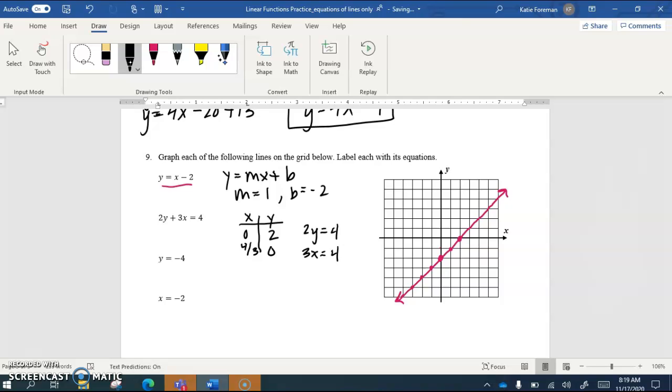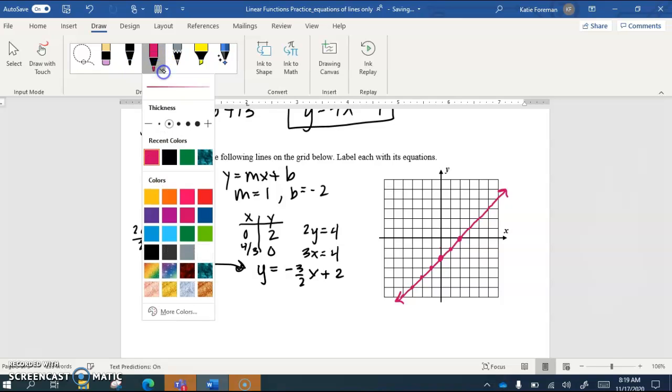So I'm going to get it in mx plus b form. So first I'm going to subtract 3x from both sides. Then I'm going to divide every single term by 2. And I get y is equal to negative 3 halves x plus 2.